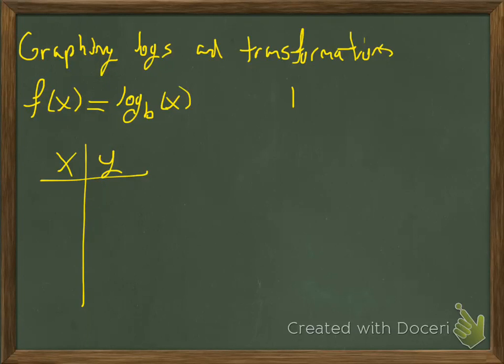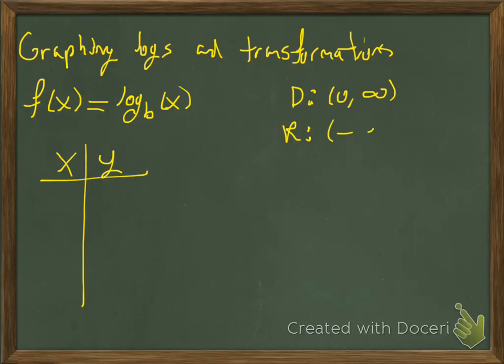Alright, in this video we're going to take a look at graphing some log equations and some transformations. So we'll start off with just some generic log, f of x equals log base b of x, and then we're going to note a couple of things. The domain is 0 to infinity. Remember, a logarithm is a happy creature. It only likes to be fed positive things.